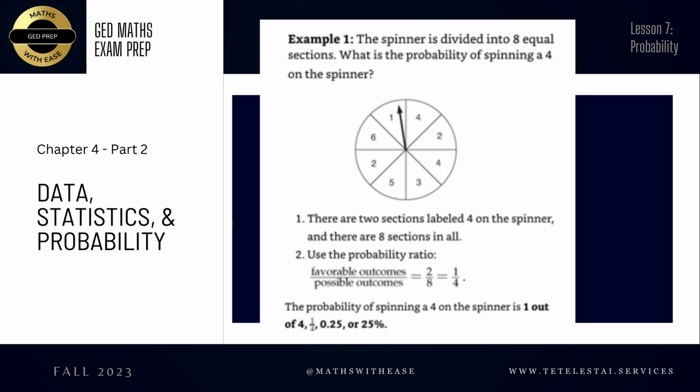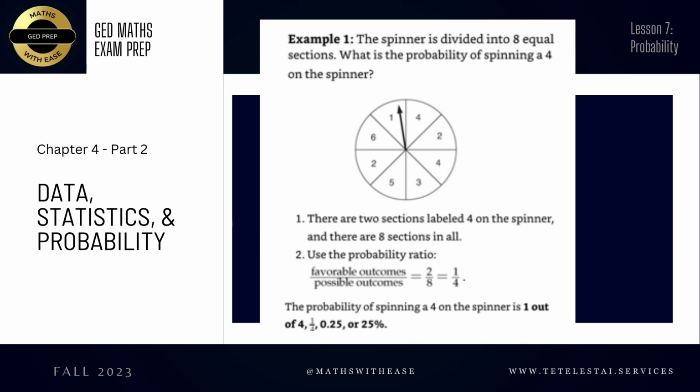And then we're being asked, what is the probability of spinning a 4? So we look on the spinner, and we see that here's one part that is labeled with a 4, and here's another part that's labeled with a 4. So that's 2 parts total that are labeled with a 4. And we know that the total number of sections that we have is 8. And so we can use our probability ratio to determine the probability of spinning a 4. We would simply write down the number of favorable outcomes.